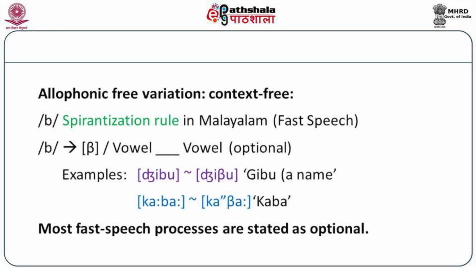So we have this parentization rule in Malayalam which says that ba is pronounced as v between two vowels, and this variation is of course free variation, which means that the rule must apply optionally, and this is restricted to fast speech pronunciations in Malayalam. Most allophonic variations are fast speech phenomena.